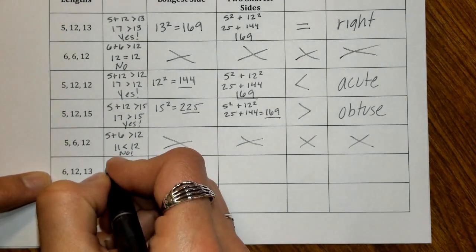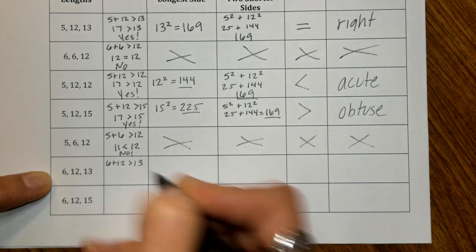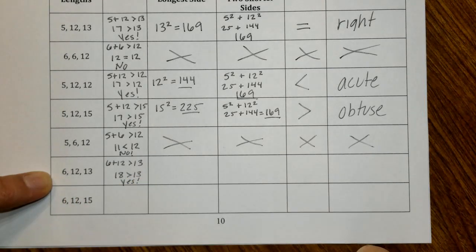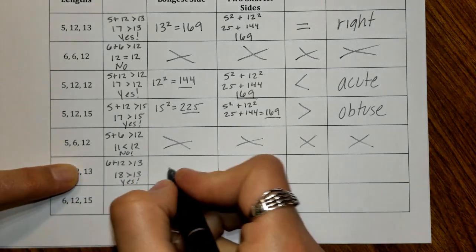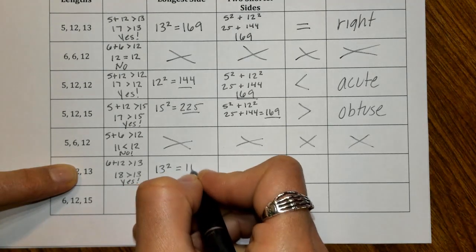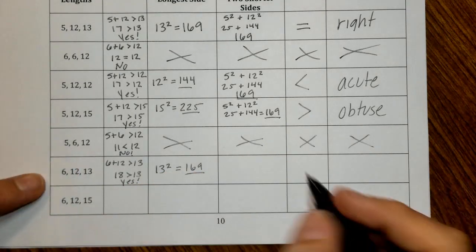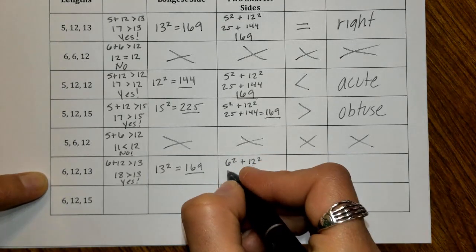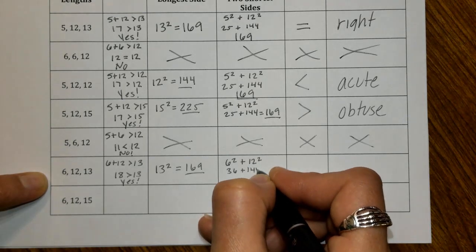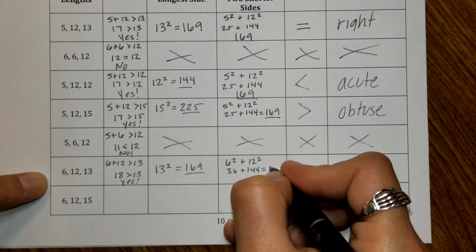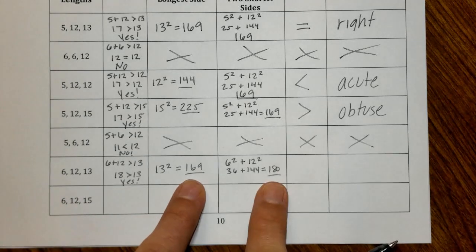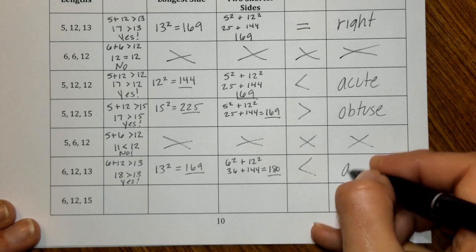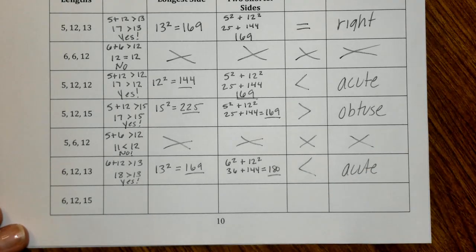Next, we'll take 6 plus 12, compare it to 13. We end up with 18 is greater than 13. So we do have a triangle. The largest side, 13. 13 squared is 169. We will now compare this to 6 squared plus 12 squared. 36 plus 144 will end up being 180. 169 is less than the 180, so the angle in the triangle is less than 90. Acute.